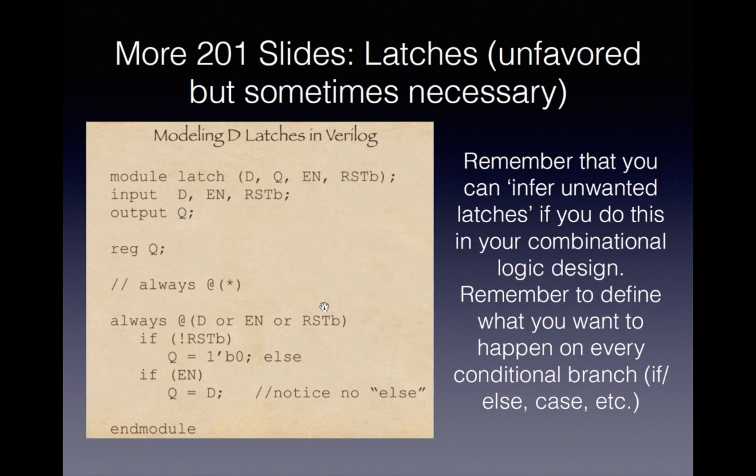On the left-hand side, I'm showing you how to model a latch when you want one. Remember that you can infer unwanted latches if you do this in your combinational logic design. What I mean is that if you have an if-else or a case where you haven't specified every branch, or if you haven't provided a default assignment at the top of the loop, you will get latches in your design. And it's something the managers don't appreciate. You waste resources and you burn timing, as well as it's just not good form.